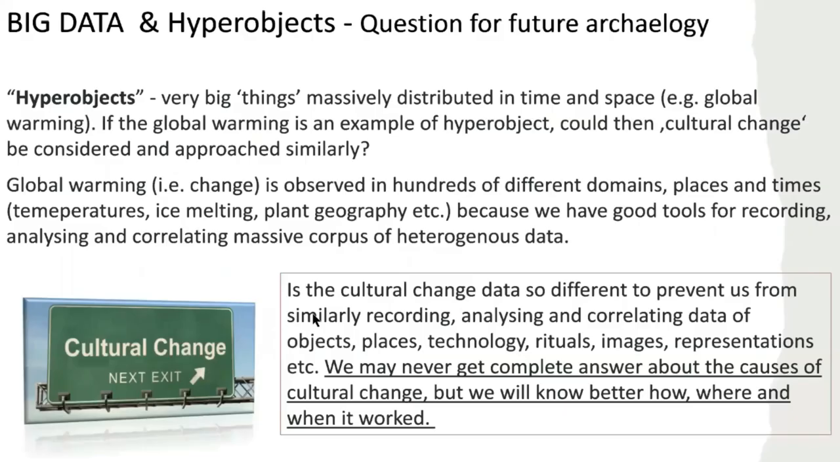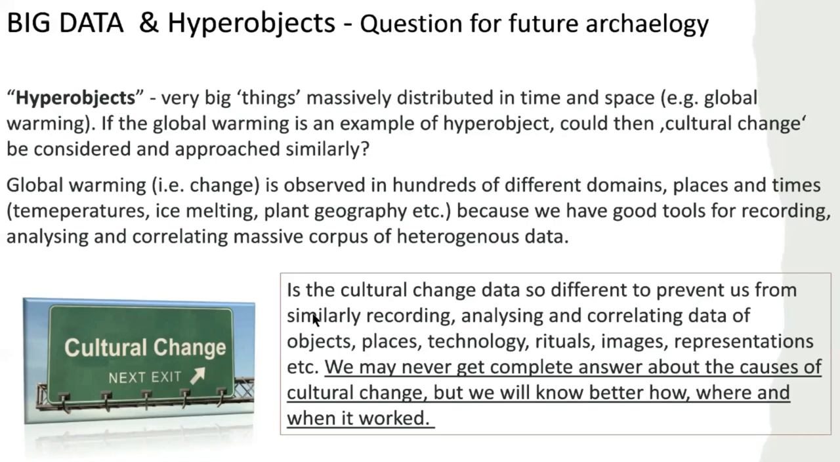I would like to end with a sort of challenge. One of the things that has been invented through big data activities is the term hyperobject. These are things that are massively distributed in time and space, and global warming, for example, is one of these hyperobjects. Something that you, as a person, may not perceive because it's simply too far from you. The scale is too large for a person to experience it.